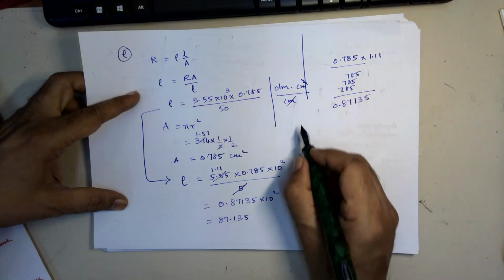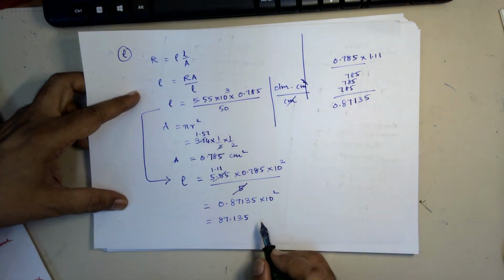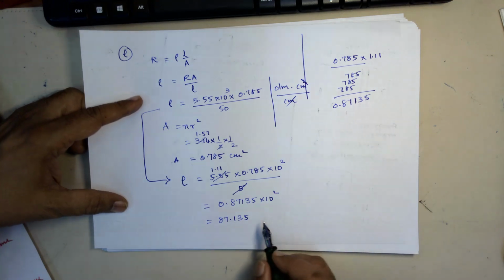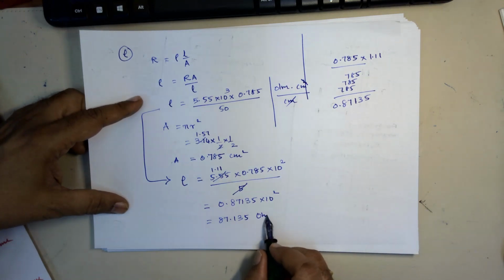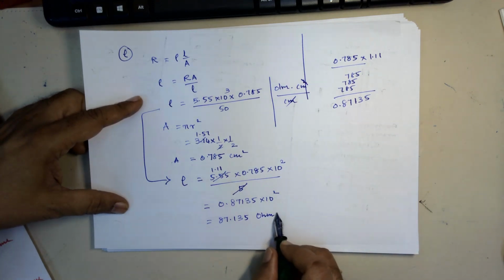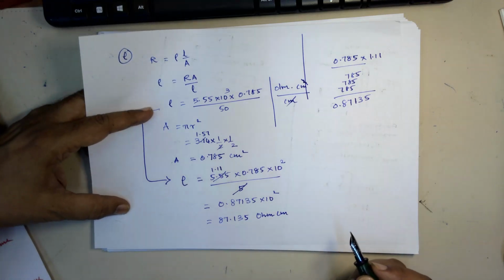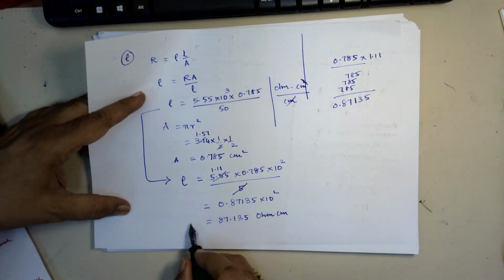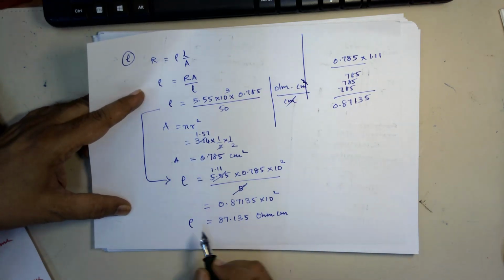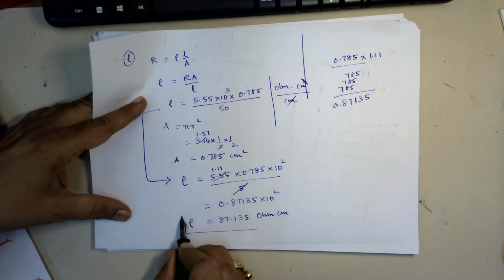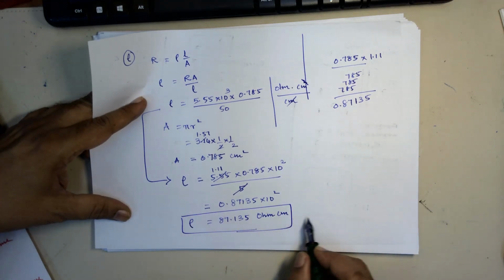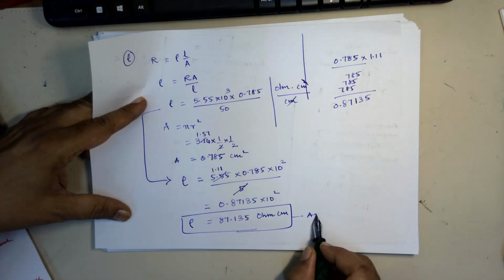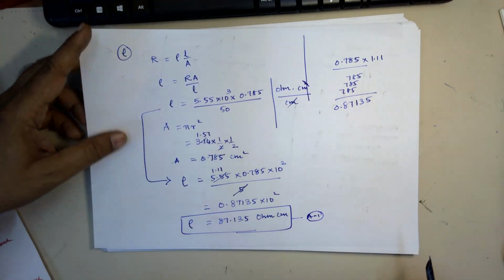And now you have to work out the unit, is it not? So centimeter square centimeter. So you are able to get ohm centimeter, right? Ohm centimeter. So this is the resistance, that is specific resistance or resistivity. This is the first answer. Answer 1. Right.